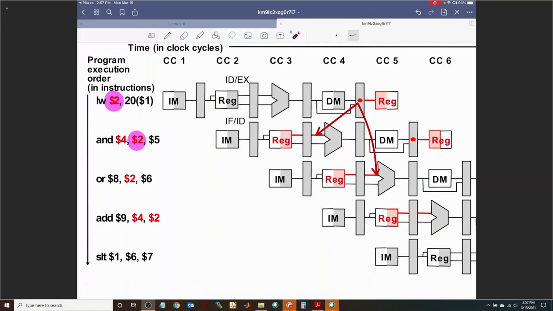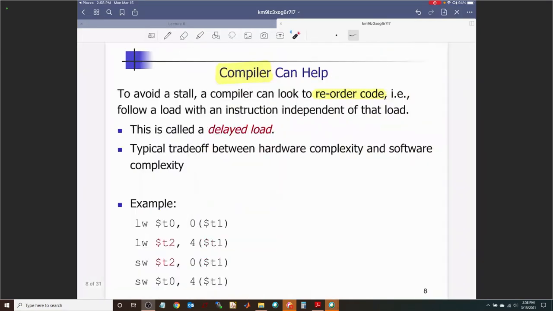Move SLT up. That's right. So if I move SLT way over here and everything is pushed down by 1, I'm done, right? SLT, where is it, and is that right? Yeah, that's right. So by simply moving this up, I have reordered the code. Everything is going to take the same amount of time, but I don't have to worry about this load use data hazard. So the compiler can help you do that.